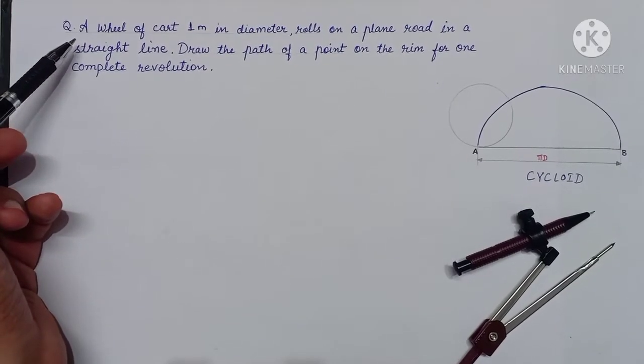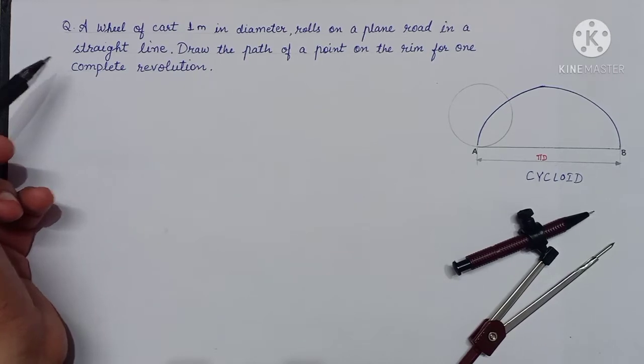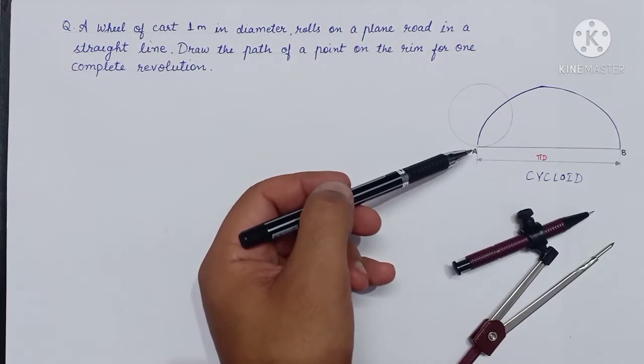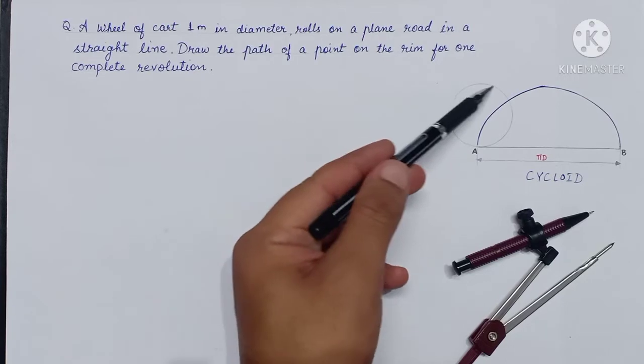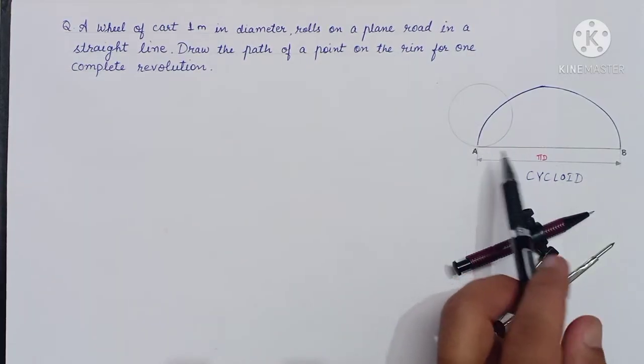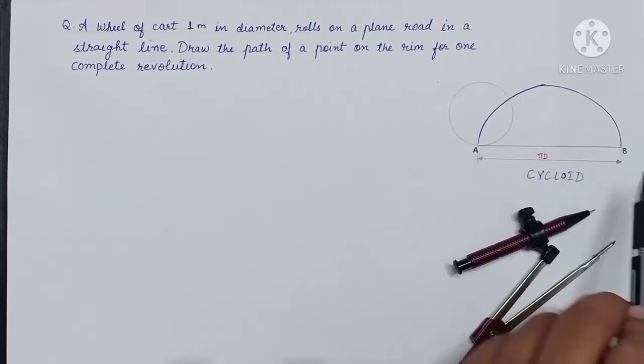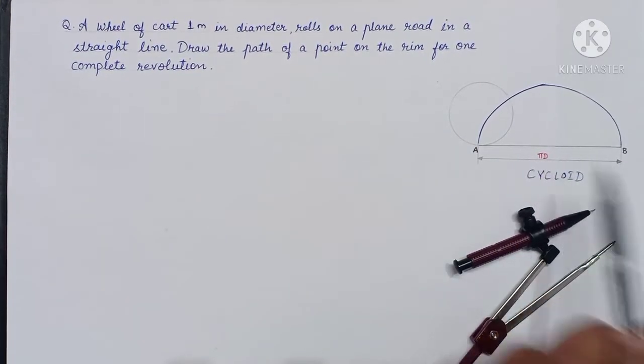A wheel of a cart 1 meter in diameter rolls on a plain road in a straight line. Draw the path of a point on the rim for one complete revolution. I have shown an example here. Suppose this is a rim which will roll for one revolution. One complete revolution of the rim will give a path of a distance pi d.